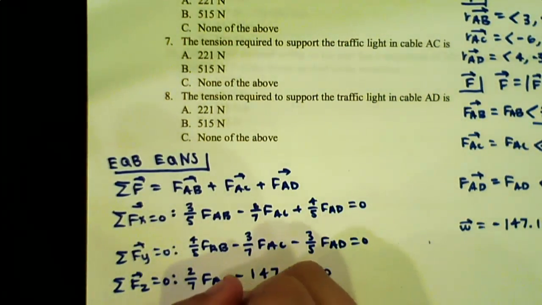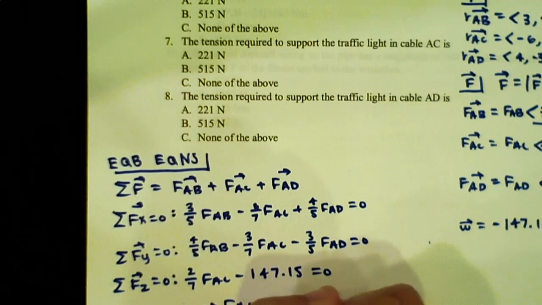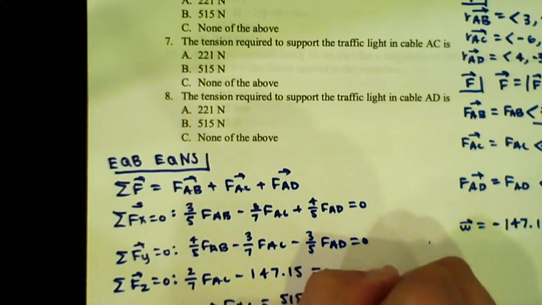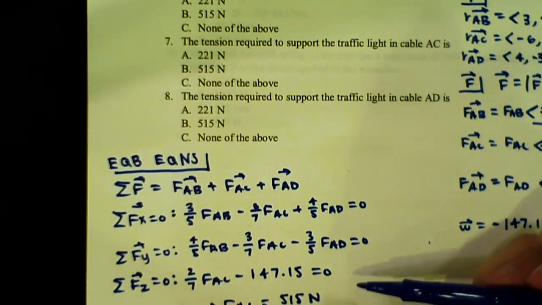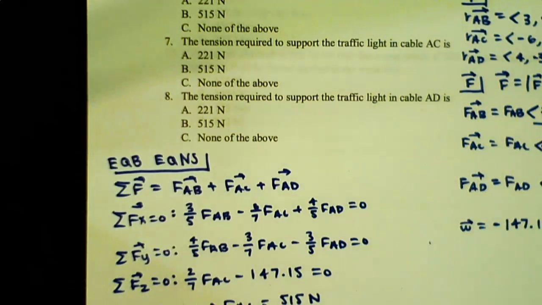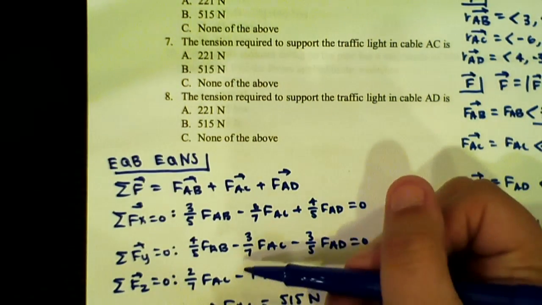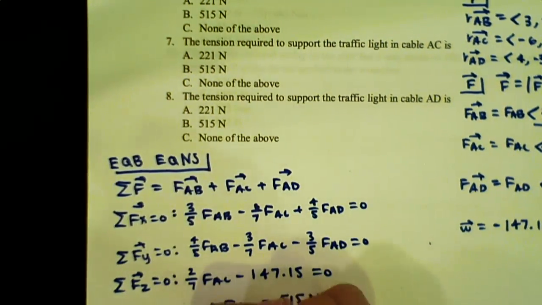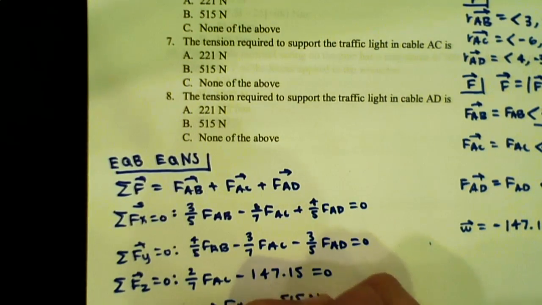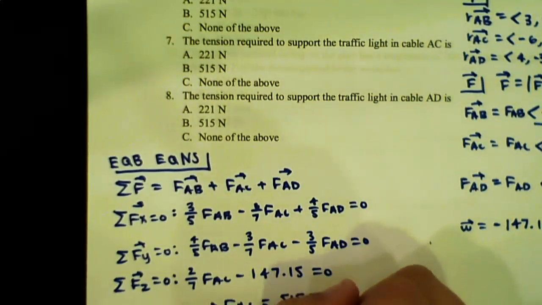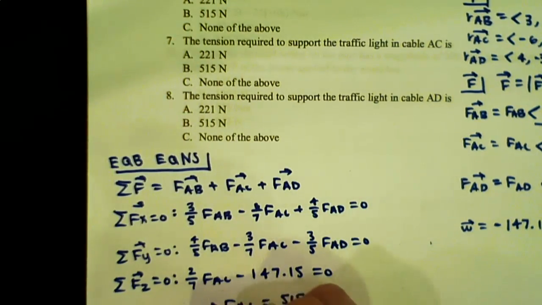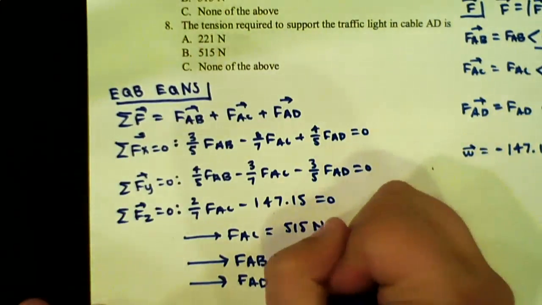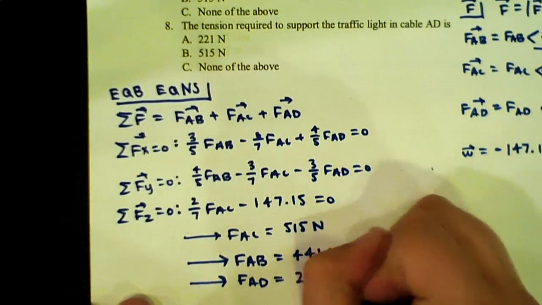So from there, we can first solve for our FAC, which is going to be 515 newtons. Then you can plug that into either your y or x, solve for either FAD or FAB, and then plug that number into your first equation. So after that, you would just have your FAB is equal to 441 newtons, and then your FAD is equal to 221 newtons.